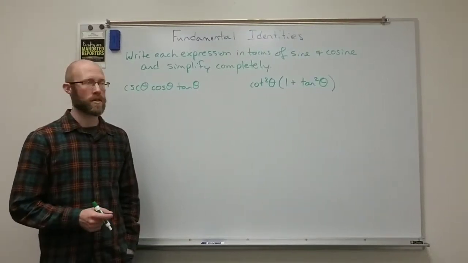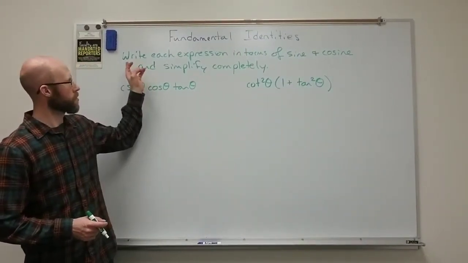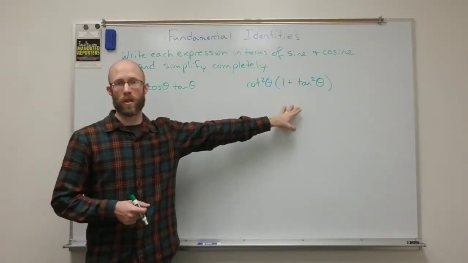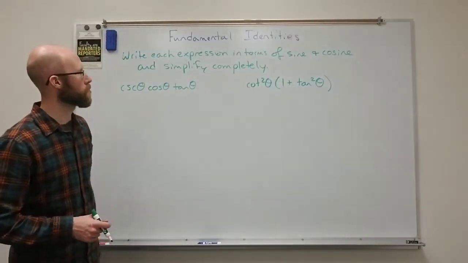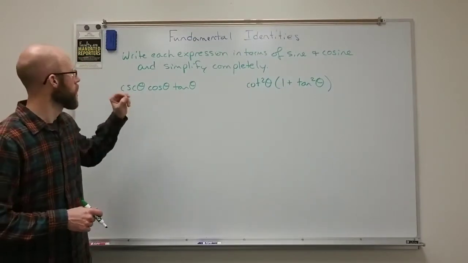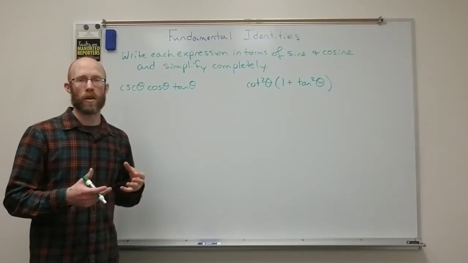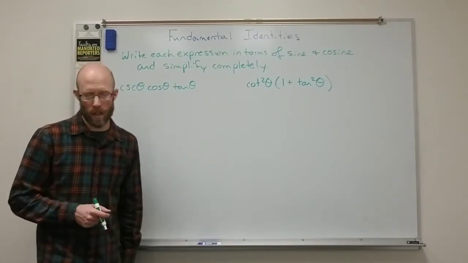In this next set of examples, we're going to write each expression. Now I've got two trigonometric expressions here. We're going to write each expression in terms of sine and cosine and simplify completely. Okay. Now your book and my math lab will word that a little bit differently.